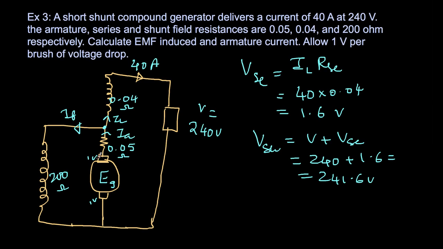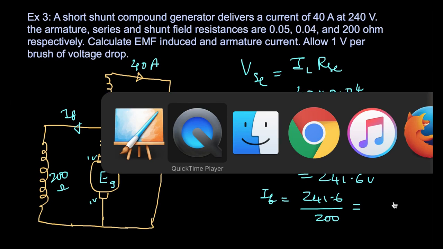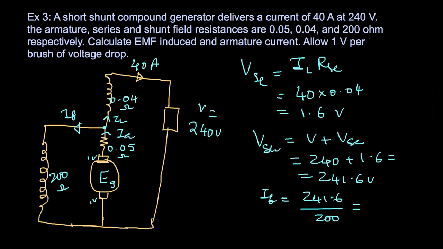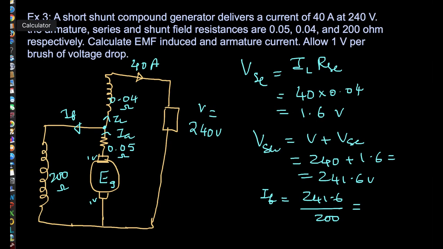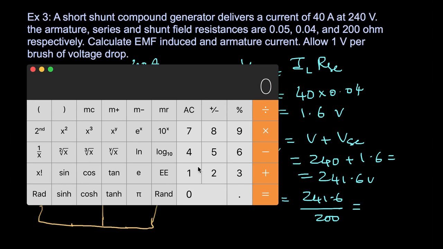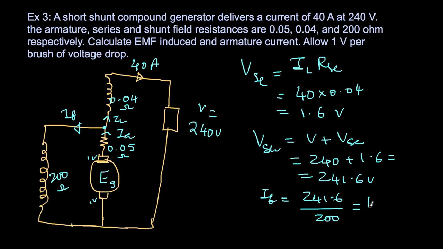And given this voltage, now I can find out the field current. That is ISH or IF, which is nothing but 241.6 divided by 200. So how much does it come to? Let me open my calculator. 241.6 divided by 200. I'm getting 1.208, so I'll just keep it accurate, 1.208 amperes. So this much current is coming in the field winding.